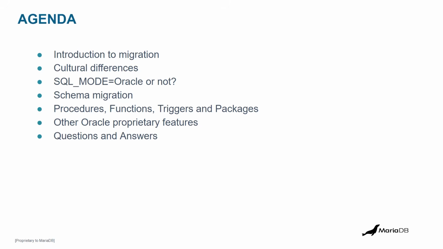Then I'm going to say a few words about procedural code. There's a lot to say here, but in the name of time, I'm not going to talk a lot about these things, but I'm going to say a few words about how you go ahead and migrate things like procedures, functions, triggers, packages, what have you not, all of these nice features, right? I'm going to mention some words about Oracle proprietary features and how you migrate those. And hopefully I have time for some questions and answers at the end.